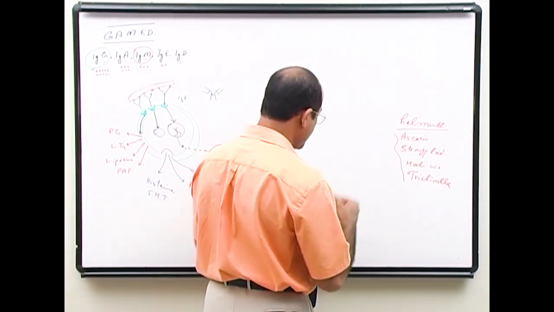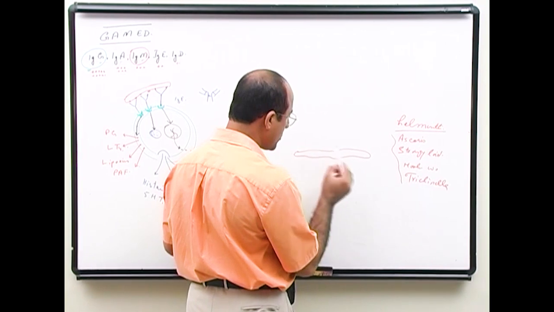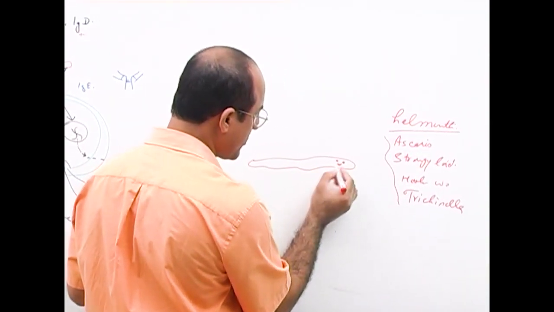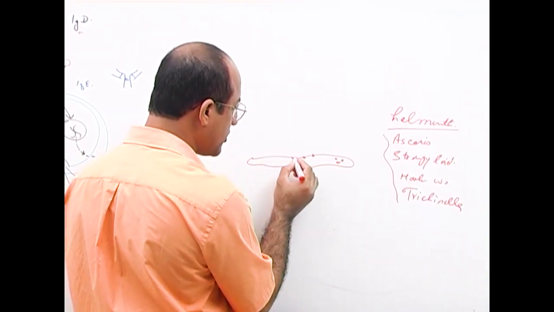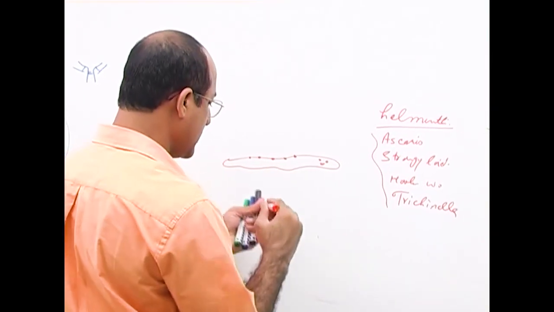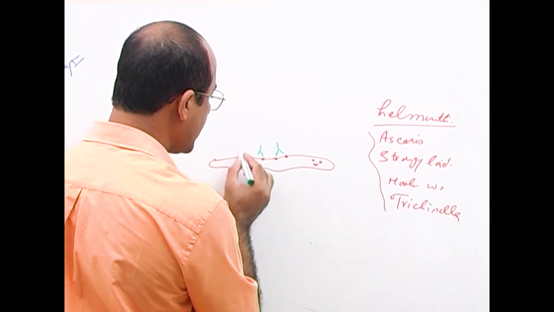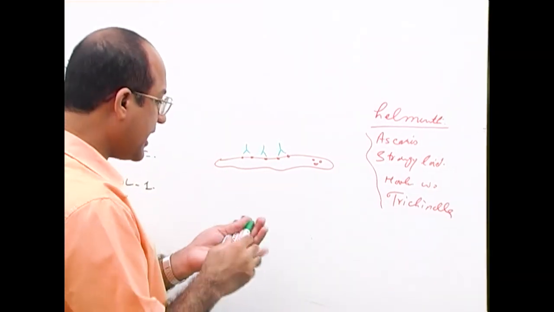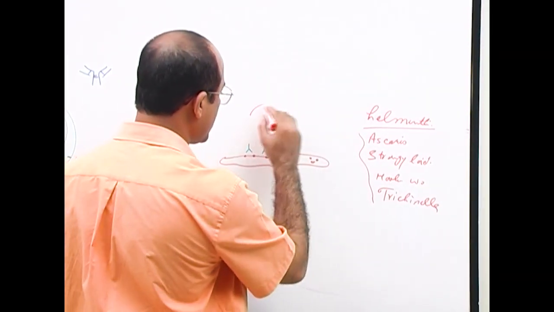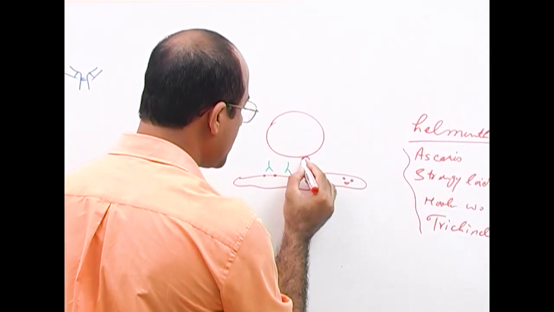For example, if there is a parasite here, right? Of course, these are the antigens of the parasites. IgE will bind on the parasite antigens, and IgE also has its receptors on, what are these cells?